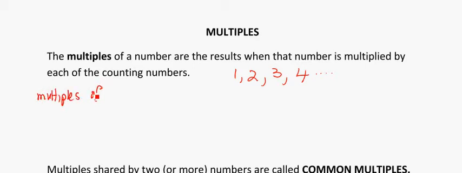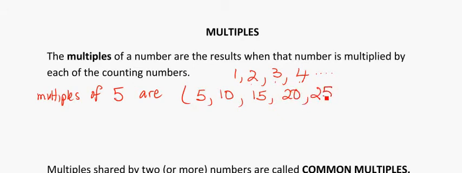Multiples of 5 are... So the first one we want is, what's 5 times 1? Is 5. What's 5 times 2? Is 10. 5 times 3 is 15. 5 times 4 is 20. 5 times 5 is 25, and we could go ad infinitum. So we just put 3 dots and close the bracket, which means it keeps going.